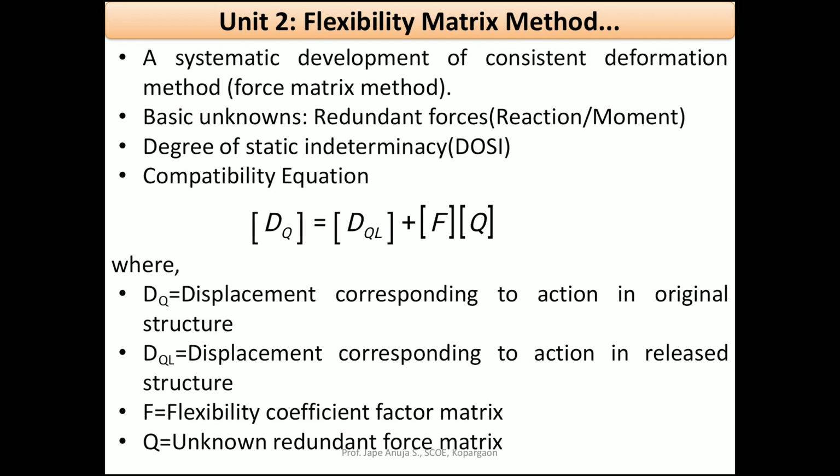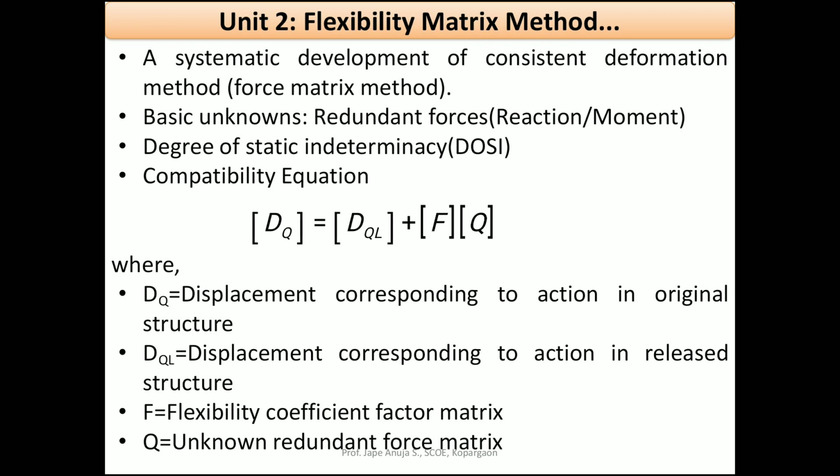For that we need to calculate the degree of static indeterminacy, DOSI. That can be defined as the number of unknowns in excess of the number of equilibrium equations. So how to calculate the degree of static indeterminacy for a continuous beam? That is simply R minus 3, where R is the number of support reaction components. After that, we need to apply the compatibility equation.